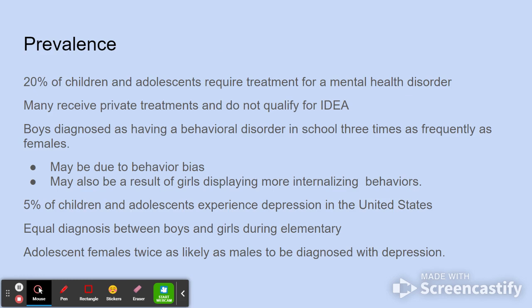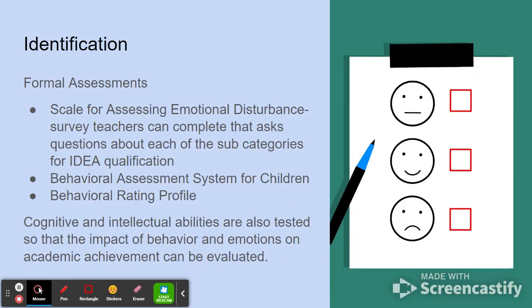The prevalence: this is pretty common. 20% of students are being treated for mental health. A lot of this is happening privately and is not qualifying them for IDEA. But boys are diagnosed with a behavioral disorder 3 times as often as females, probably because of behavior bias, and also because girls are more likely to display internalizing behaviors, and those are easier to miss. 5% of our children are experiencing depression, and this is equal between boys and girls during elementary, but by high school, we have twice as many females with depression. So we need to be really watching for that in our teenage girls.